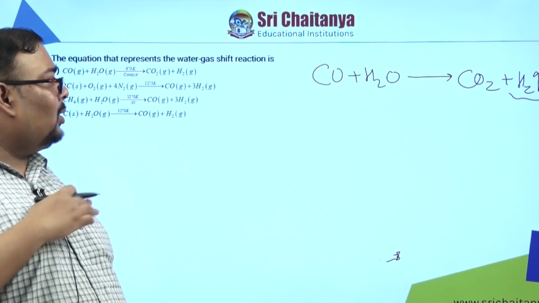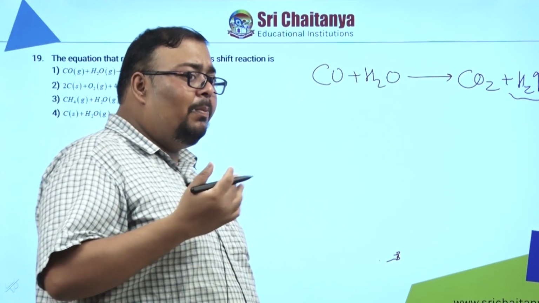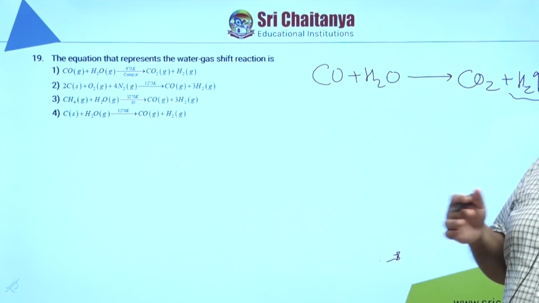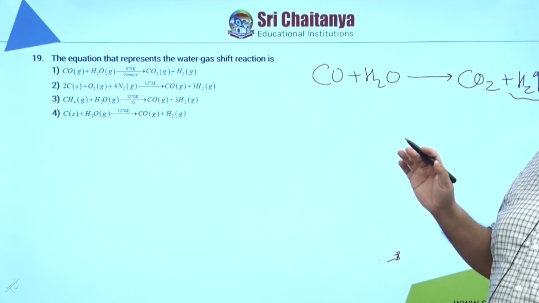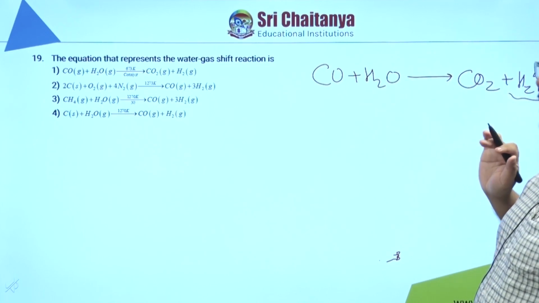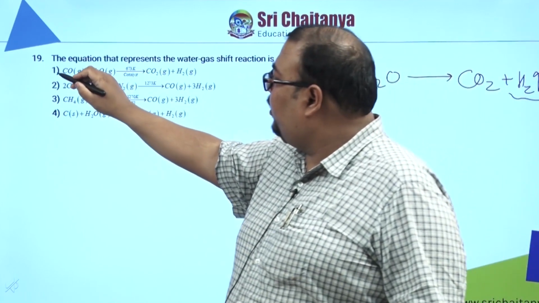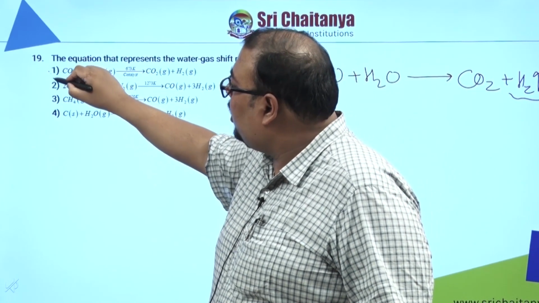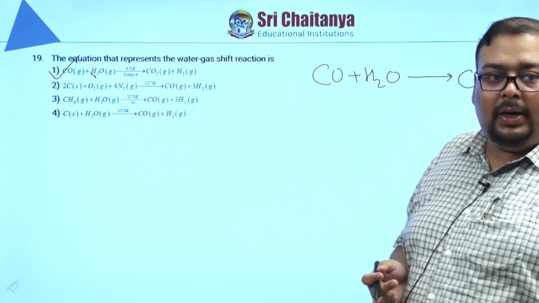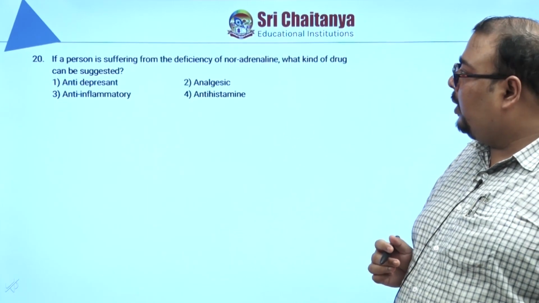This is an improvement over the previous reaction, which was basically when steam is passed over red hot coke, C plus H2O. So this is your water gas shift reaction, and the correct answer is option A. So this is question number 19. Next is question number 20.